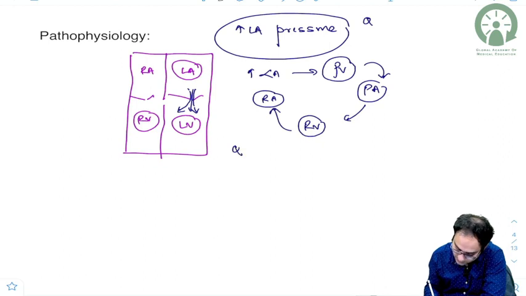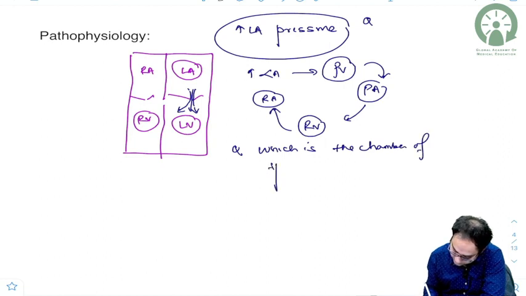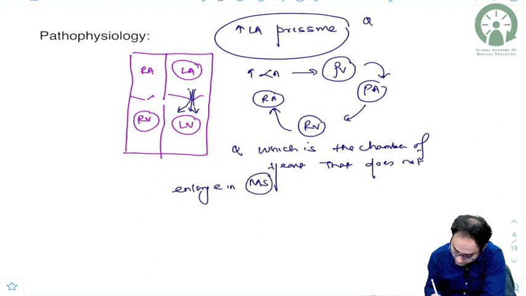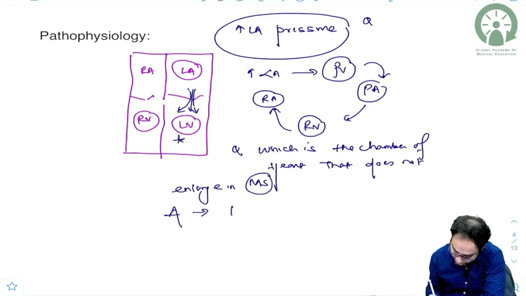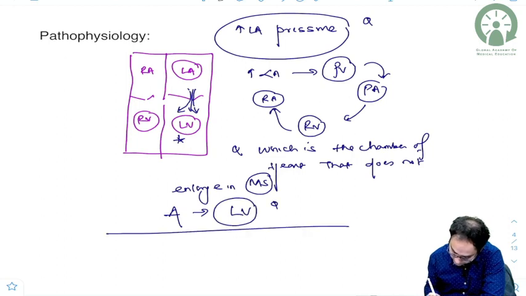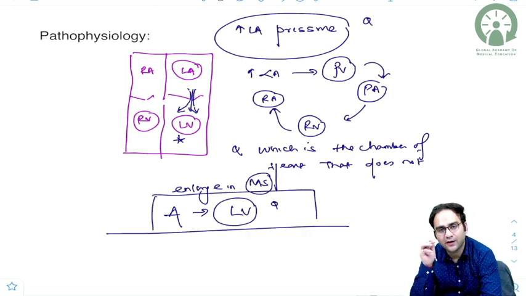So if you are asked which chamber of the heart does not enlarge in mitral stenosis, the answer would be the left ventricle. Okay, the answer would be the left ventricle. So the left ventricle is the chamber of the heart that does not enlarge in mitral stenosis, and I have explained the pathophysiology very well.